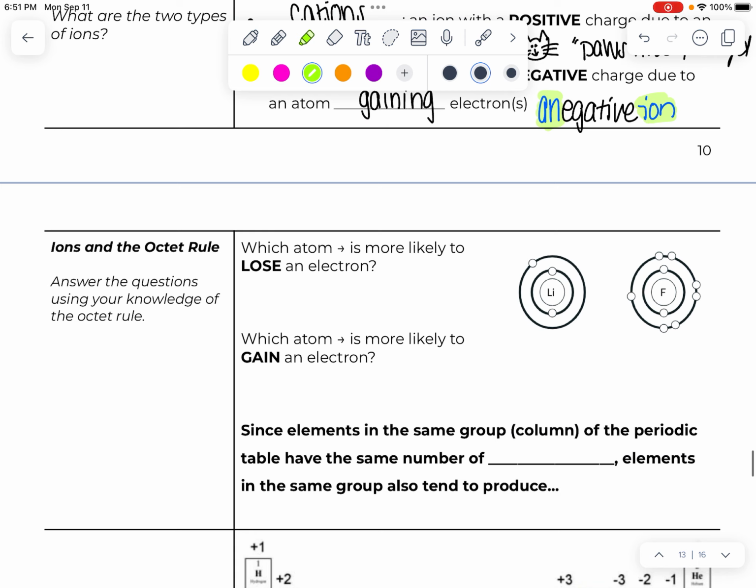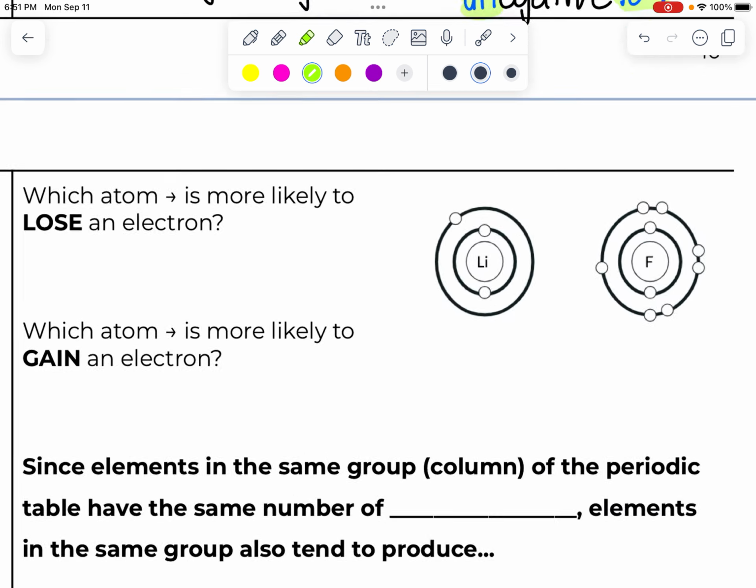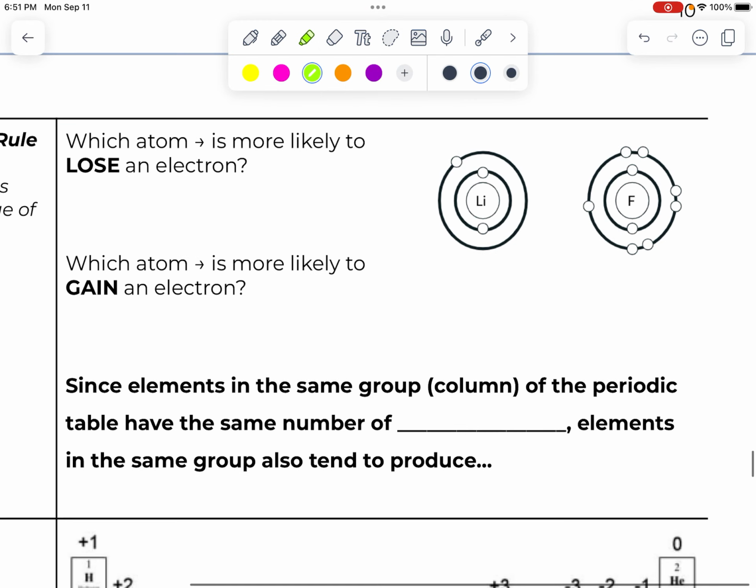So if we take a look at these 2 Bohr models here, we have lithium and we have fluorine. Between these 2 atoms, which one do you think is more likely to lose an electron? And if we're talking losing or gaining, we're only ever talking about the valence electrons. The valence electrons are the ones on the outside, so they're more accessible for an atom to lose or gain. So between lithium and fluorine, which one's more likely to lose?